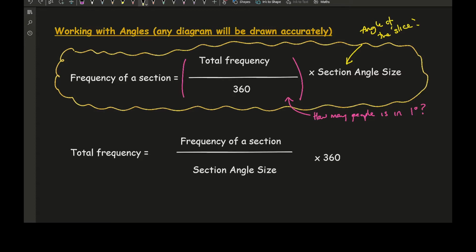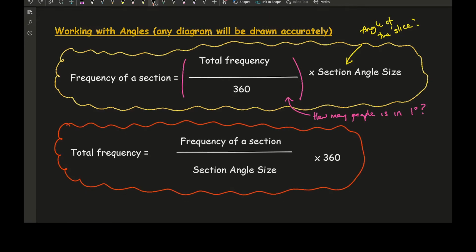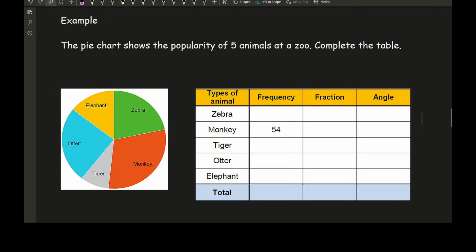So the next one is working out the total frequency. Depending on what it is you're working out, the first formula works out how many are in one slice. This second formula works out how many there are in total, so the total circle, the total pie chart. What we're doing here is working with this fraction, and this fraction again is telling me how many people are in 1 degree. And then once I know what 1 degree is, a full circle is going to be 360, and that's why we're multiplying by 360. So let's have a look at an example where angles are involved.